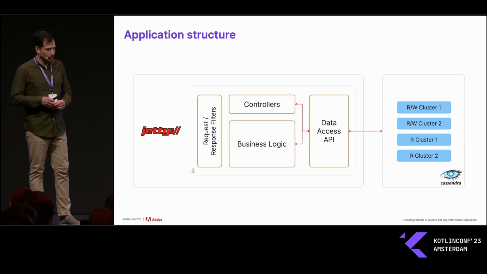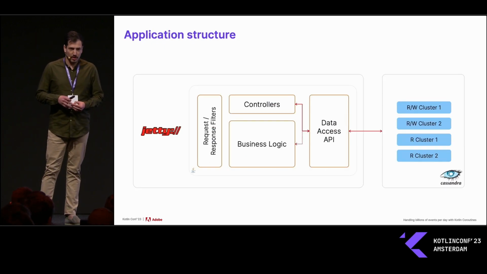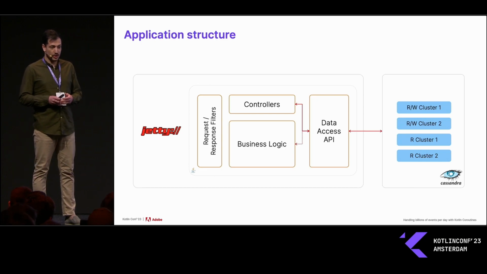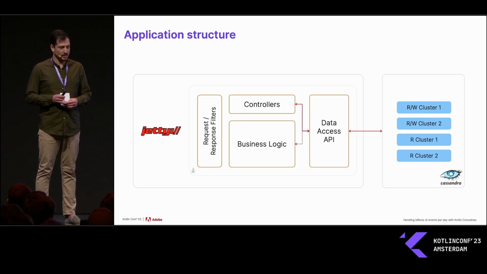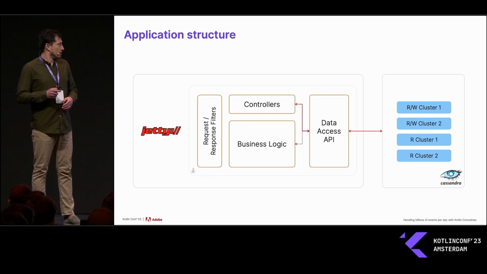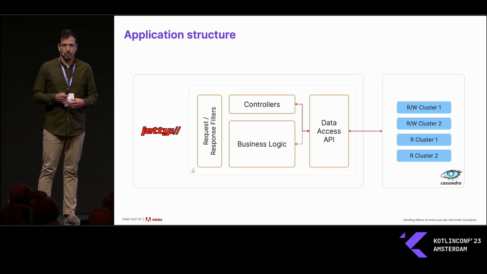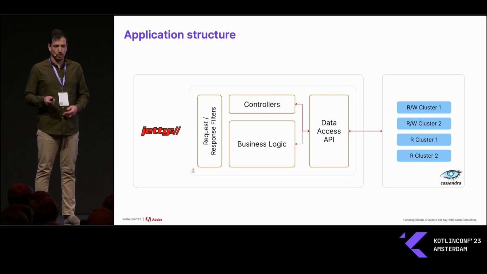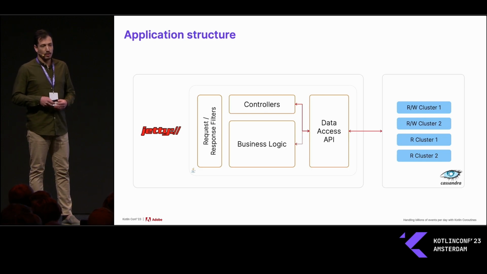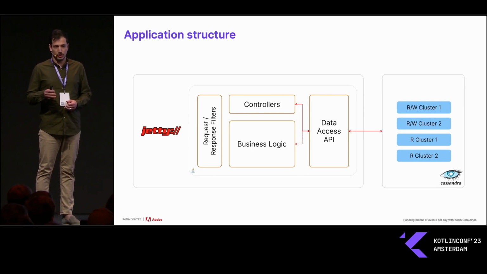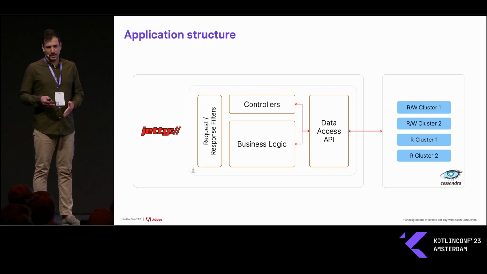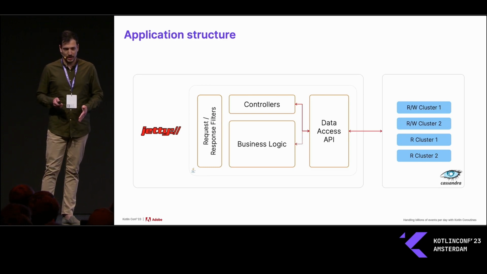Now let's have a look at how our application is structured. We have a Java web application which is using Jetty as an embedded server that has 4 main components. Filters, which provide common logic for all requests. Controllers, which are handling requests on a per route basis. Business logic, which is used by all controllers. And the data access API, which provides access to our database.